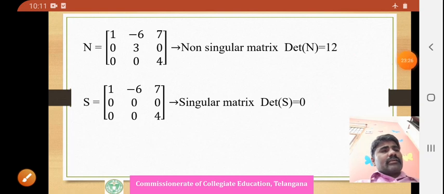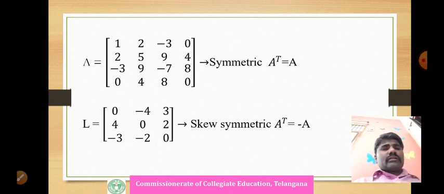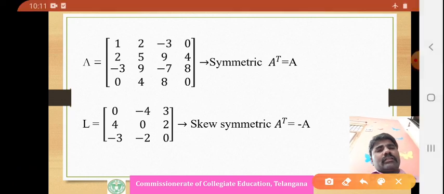Now let us take another example, a symmetric matrix. A is a 4 by 4 matrix. Here clearly A transpose equals A. Here we can observe that the elements in the places A12 and A21 are both the same. Similarly, A34 and A43 are both the same, 8 and 8.